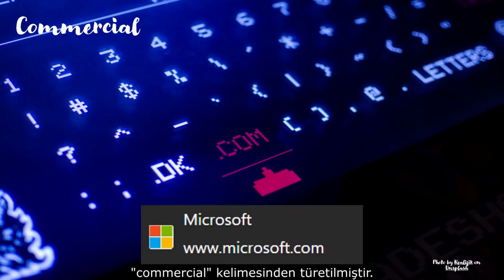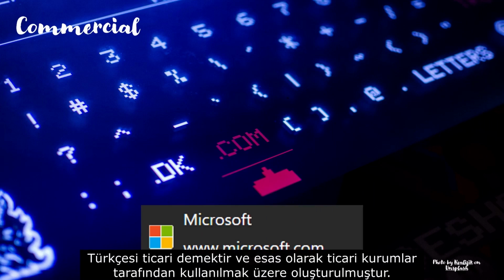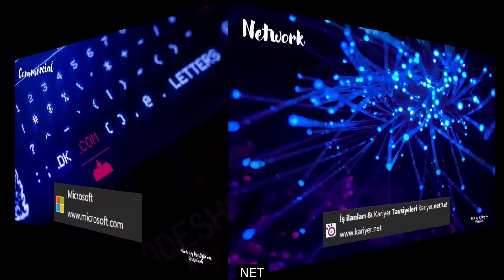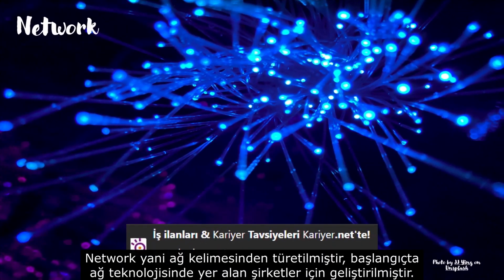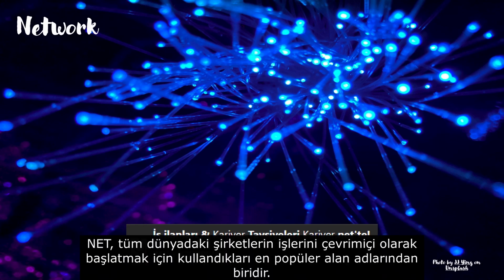Com, derived from the word commercial, means commercial and was created mainly for use by commercial institutions. NET is derived from the word network, originally developed for companies involved in network technology. NET is one of the most popular domain names that companies around the world use to start their business online.